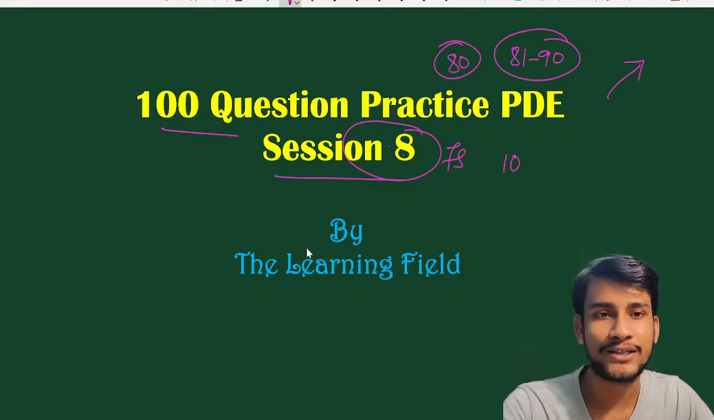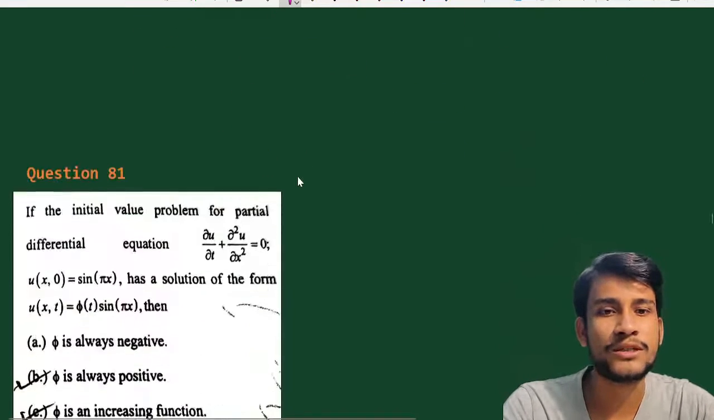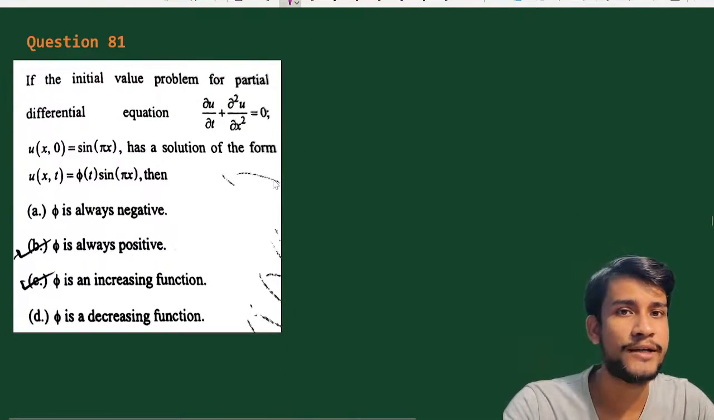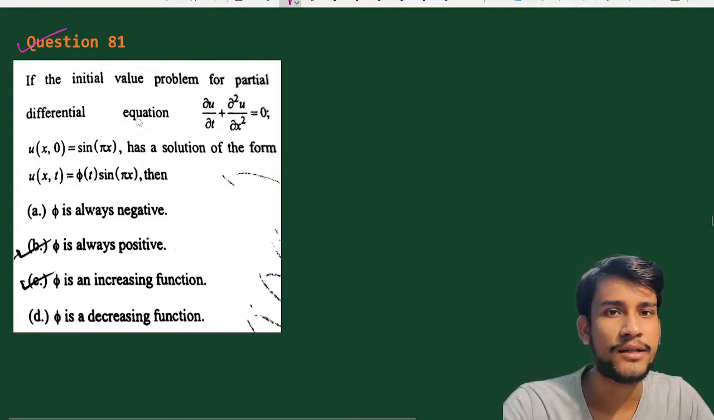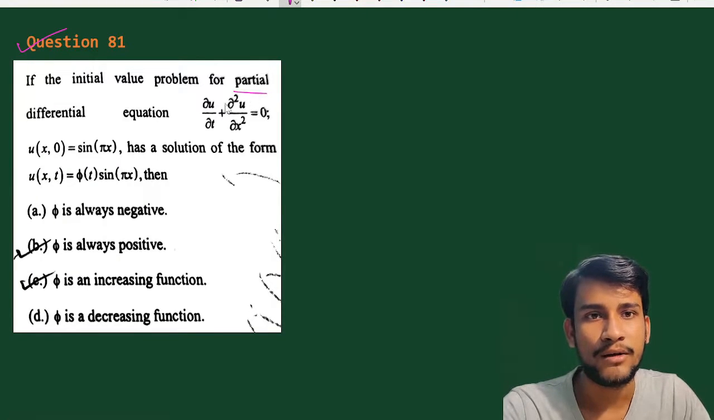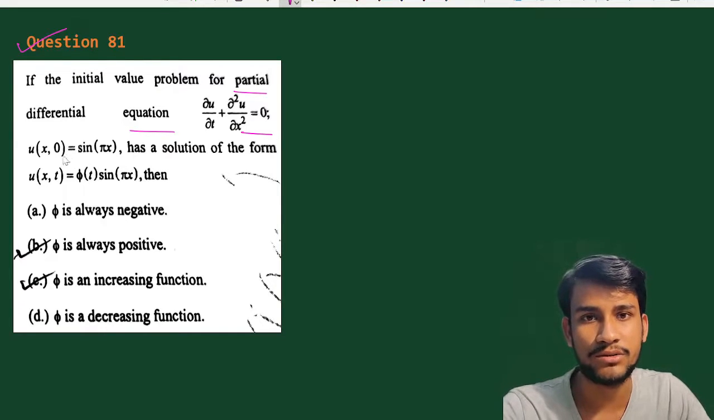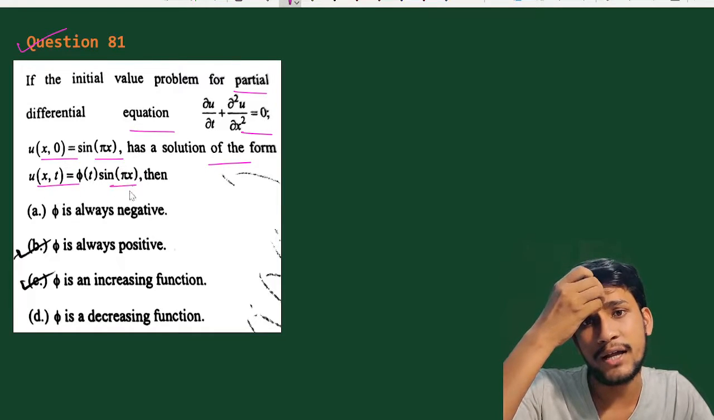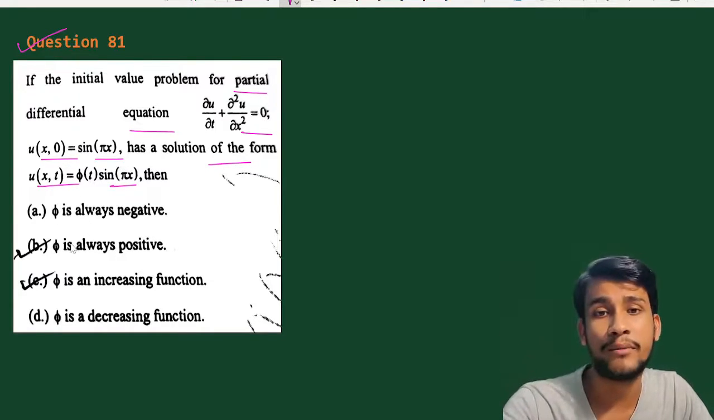So let's start with question number 81. The question says that the initial value problem for the partial differential equation del u del t plus del 2 u del x2 equal to 0, with u(x,0) equal to sin pi x, has a solution of the form u(x,t) equal to phi(t) into sin pi x. Then what about the function phi?